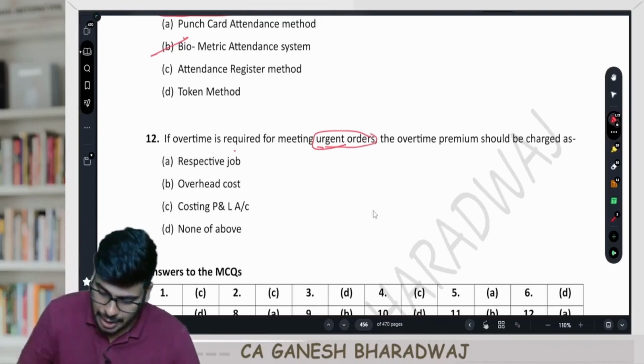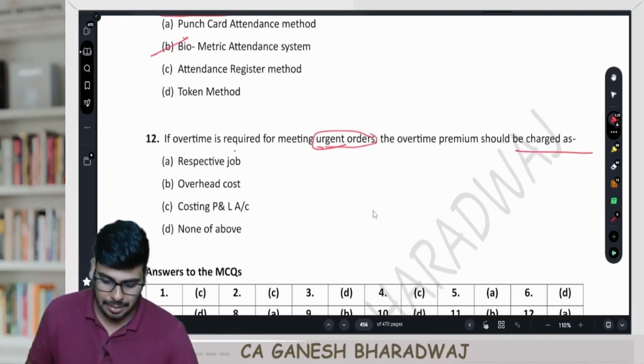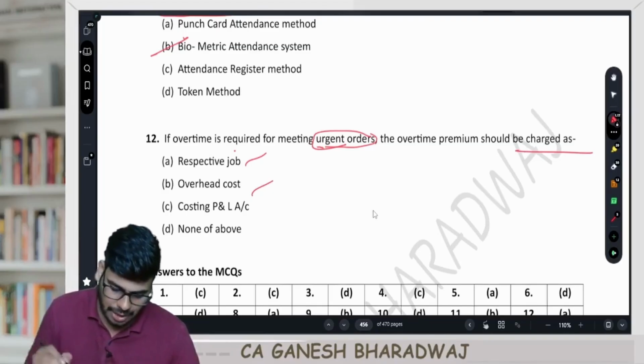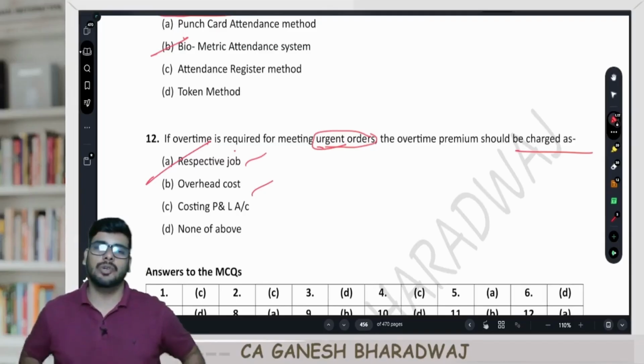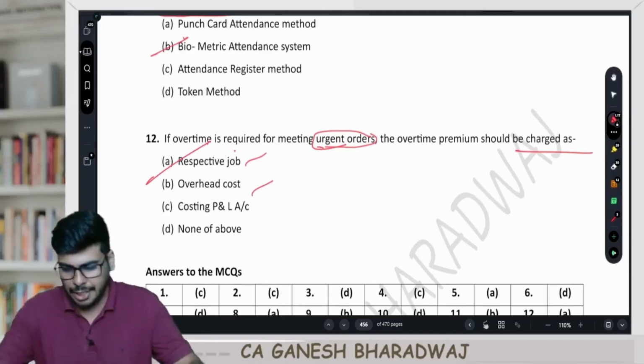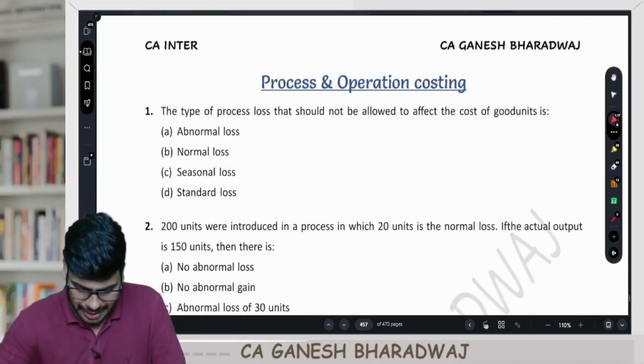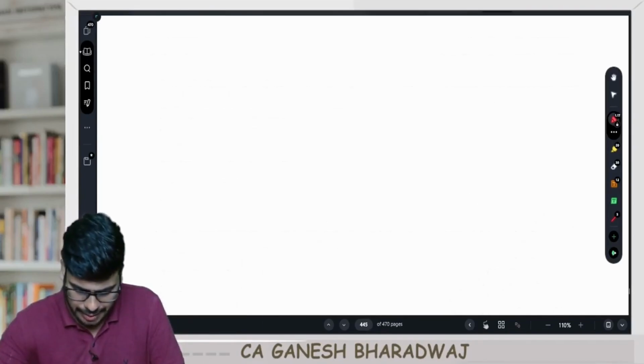Customer specific request. It should be charged as respective job, overhead cost, costing P&L, none of the above. Tell me. Respective job, as simple as that. See how logically they are asking all these things. Clear with this? Fine. That's about it. Now let's move to the theory section.